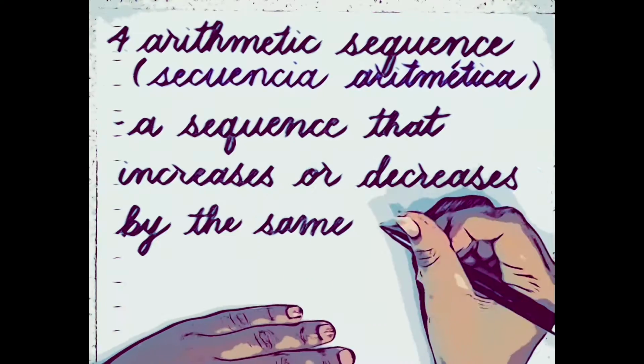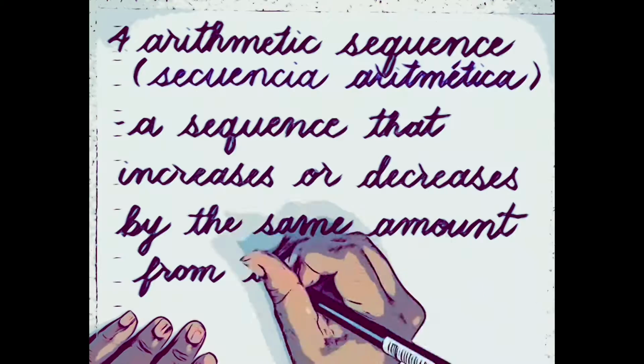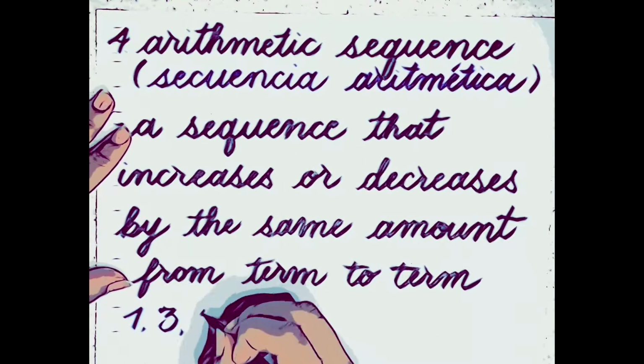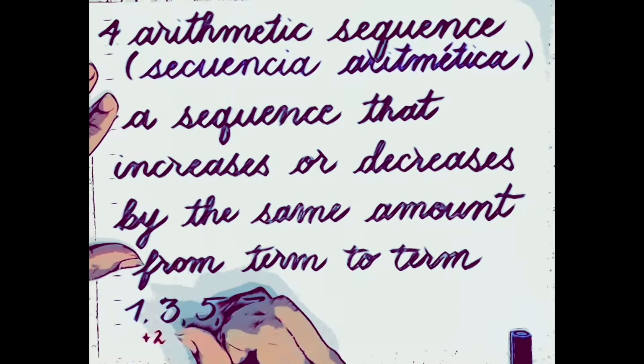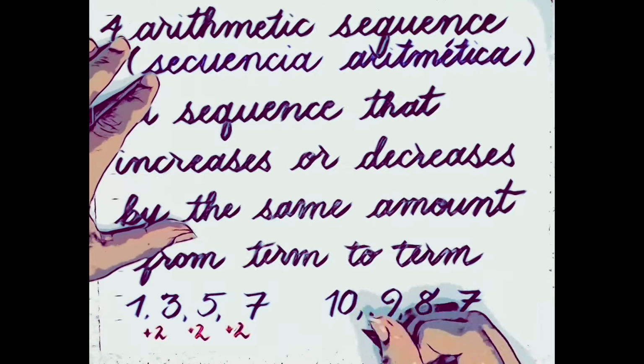I like to think of it like arithmetic is basic math, so this is your most basic type of sequence. So in our example on the left, we're just adding 2 to each one. And then in our example on the right, we're subtracting 1 from each term.